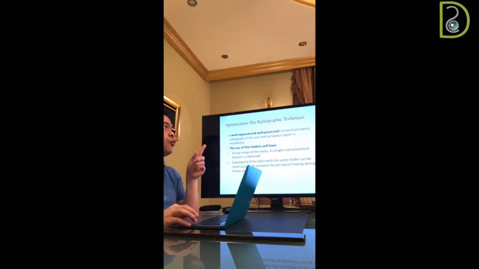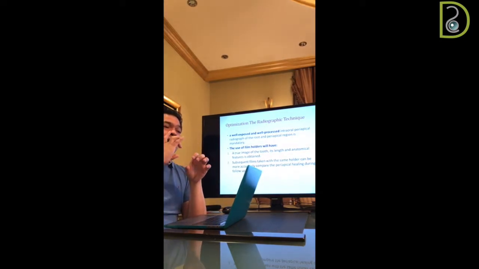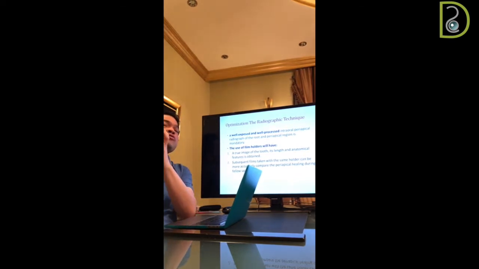So you have optimal radiograph techniques. We have to have a well exposed and well processed radiograph, and we have to have a film holder to guide you to an accurate, good result, like a Mandorah that we put on the cone of the X-ray, and we have optimal exposure of the radiograph.